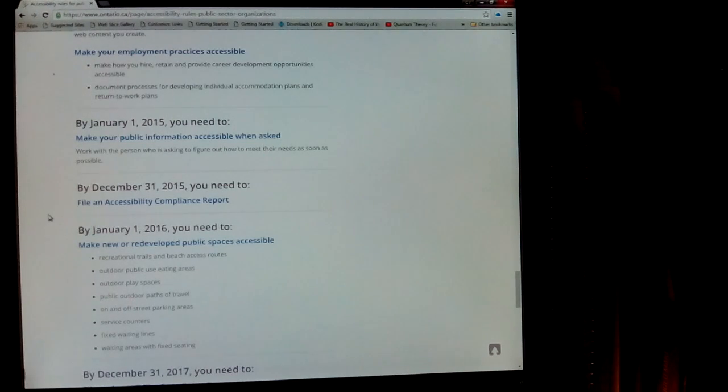And this is months later, actually, I think that tape was done early this year, 2016, or late 2015, long after this all happened. But by January 1st, 2015, you need to make your public information accessible when asked. See, work with the person who is asking to figure out how to meet their needs as soon as possible.